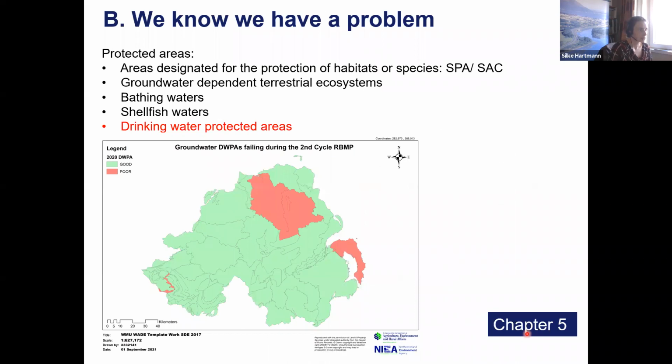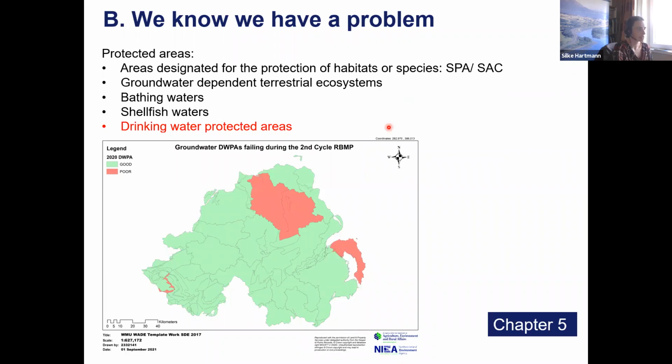So the Water Framework Directive regulations also ask us to look at the protected areas in Northern Ireland that are dependent on the water environment. So the protected areas we are considering are those that are designated for the protection of habitats or species like SPAs and SACs, groundwater dependent terrestrial ecosystems, bathing waters, shellfish waters, and drinking water protected areas.